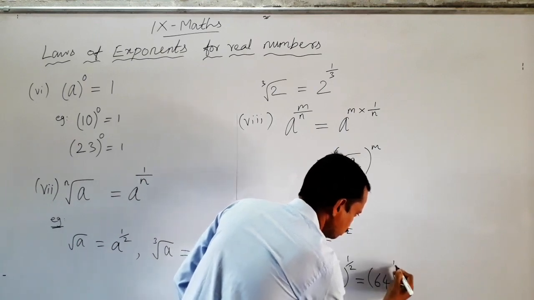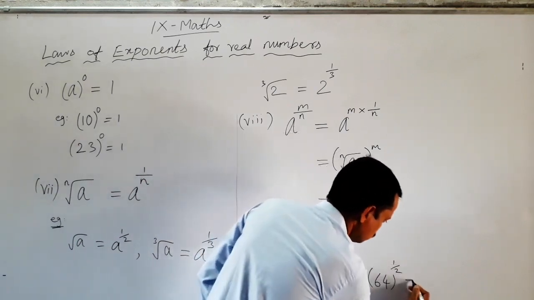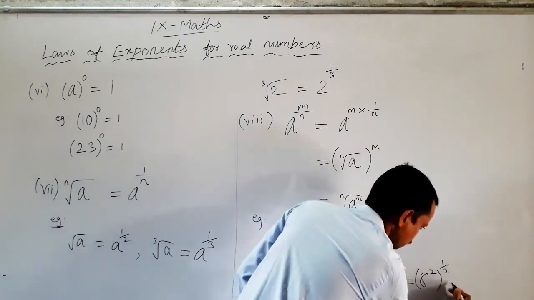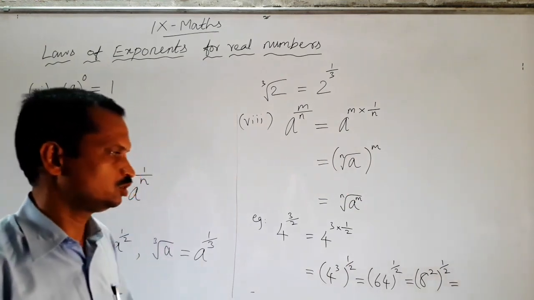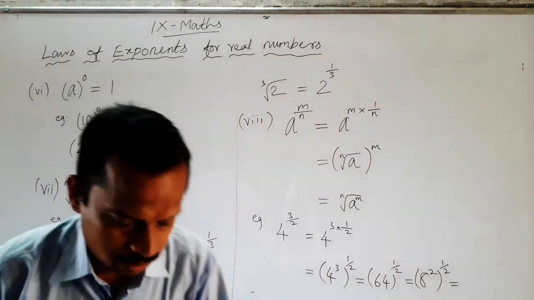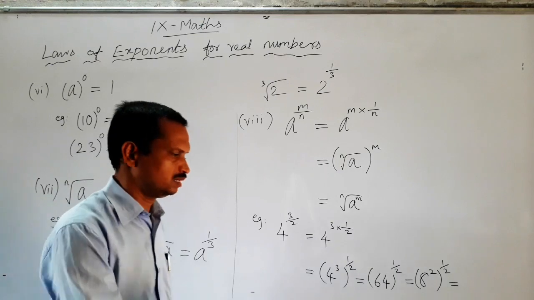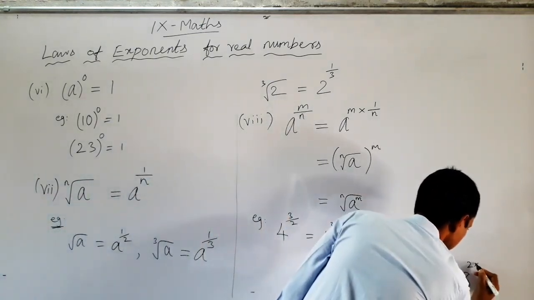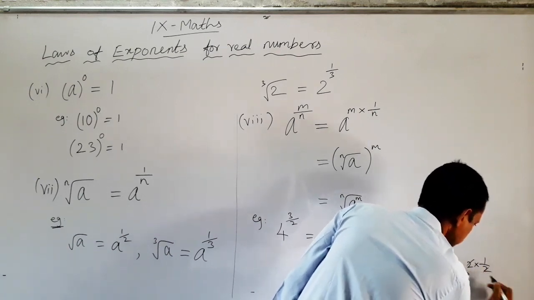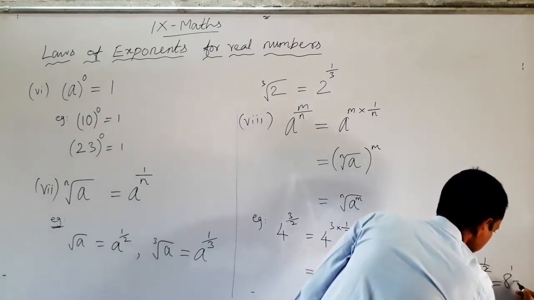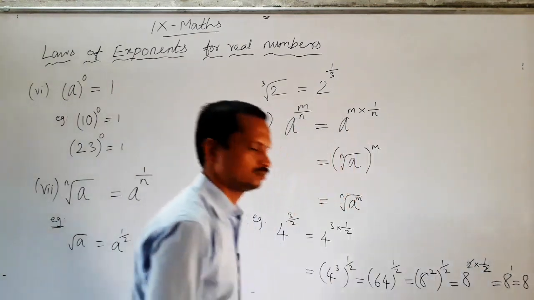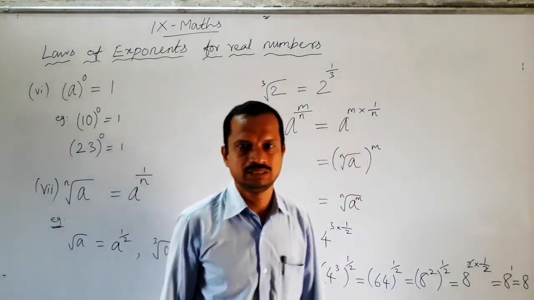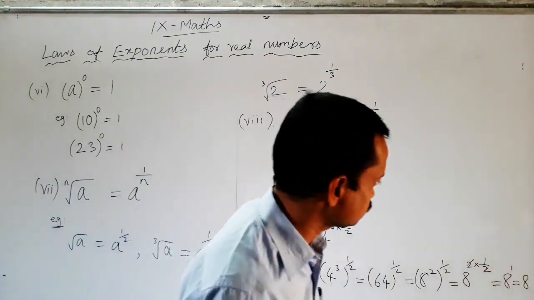You see how I am converting. And again 64 is nothing but 8 square whole power 1 by 2, that you know. So again 8 power 2 into 1 by 2. We can cancel the 2s and you will get 8 power 1, which is nothing but 8. So you see how we are getting 4 power 3 by 2 as 8. Clear? So this is the way of writing.